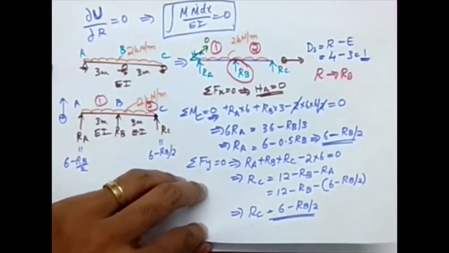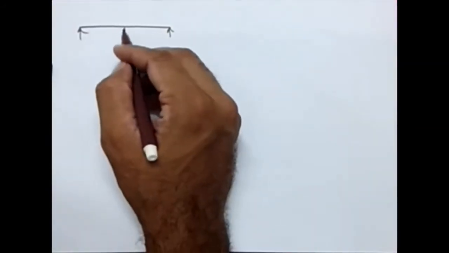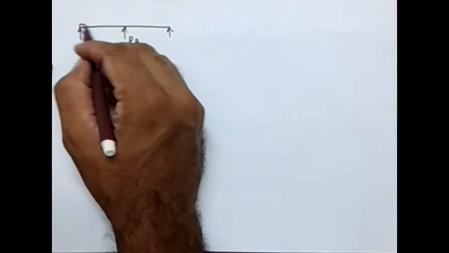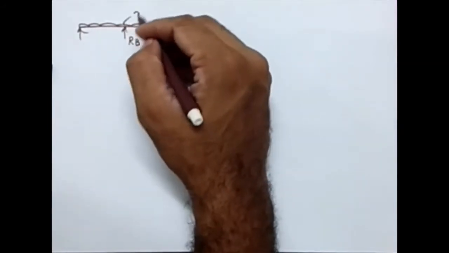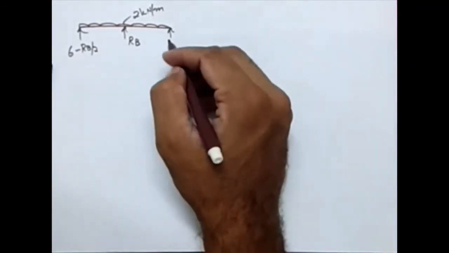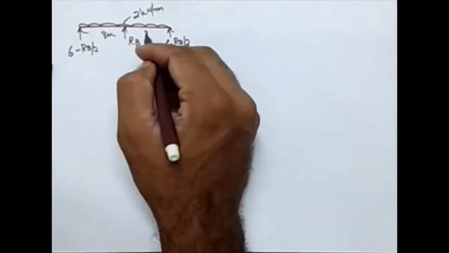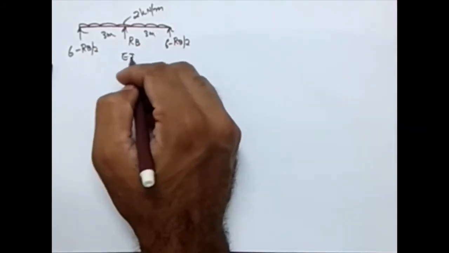Now we are going to continue from this point. It's the part that we are very familiar with. We are going to construct the table. I'm just plotting that beam here again, so that we don't have to refer back every time. This is the beam we have, 2 kilonewton per meter, and we calculated this value as 6 minus RB by 2 and this as 6 minus RB by 2. 3 meter and EI is constant.